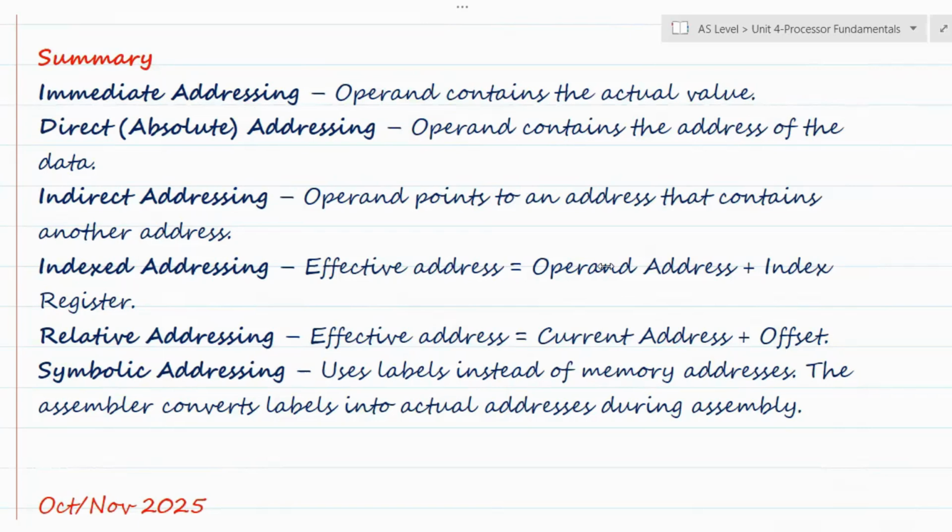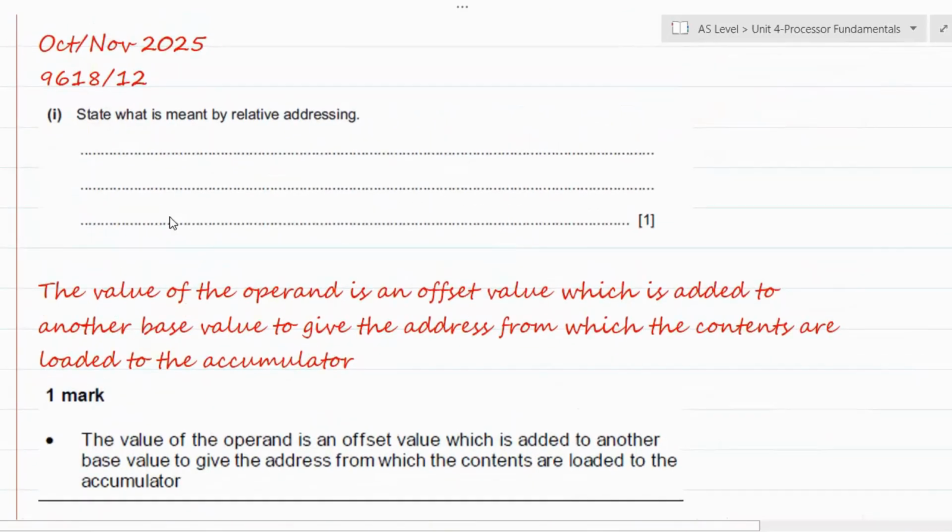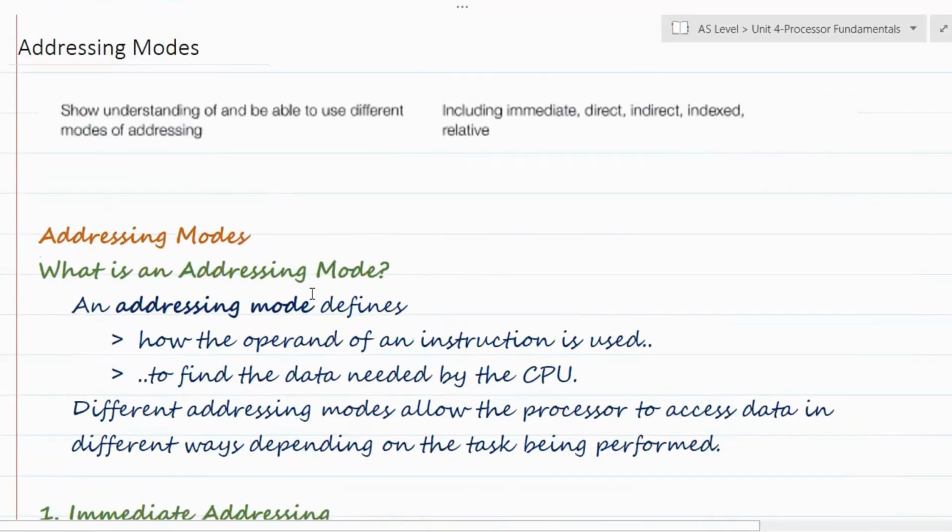Now, before we end the session, let's have a look at a past paper question. The question is: state what is meant by relative addressing. Very direct question. So you all know relative addressing is where the value of the operand is an offset value which is added to another base value to give the address from which the contents are loaded to the accumulator, and it's worth 1 mark. So that's all for today.